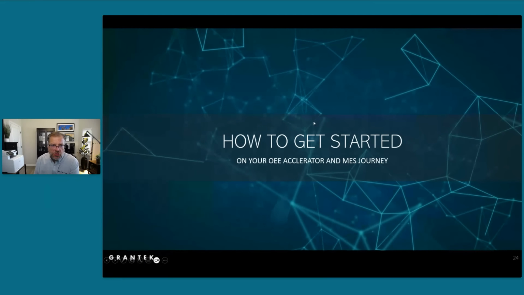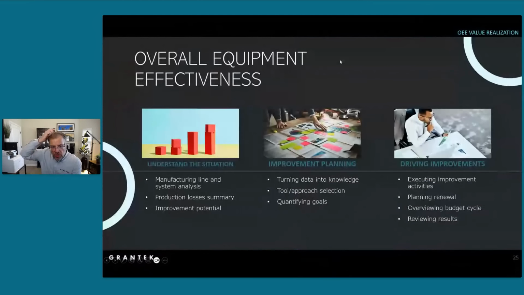Basically, what you want to do with OEE is you want to understand the situation that you have. In other words, you want to take a look at your manufacturing lines, understand what you have. You want to be able to produce production loss summaries. You want to understand the improvement potential. You want to use the data then to do improvement planning, and using the right tools for that is important.